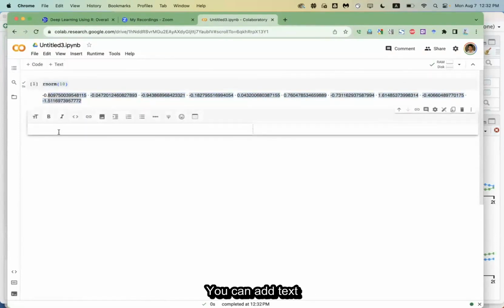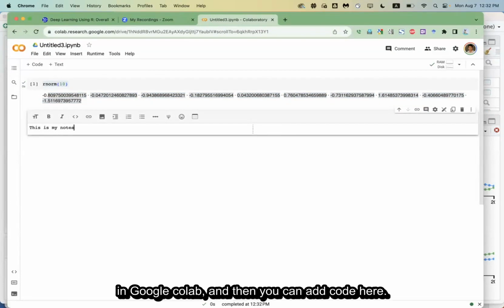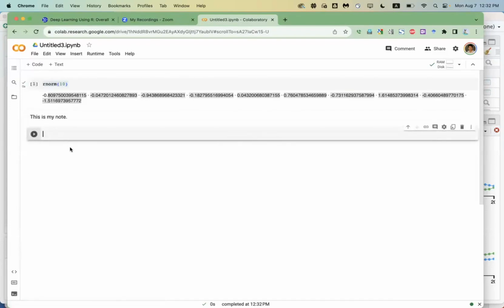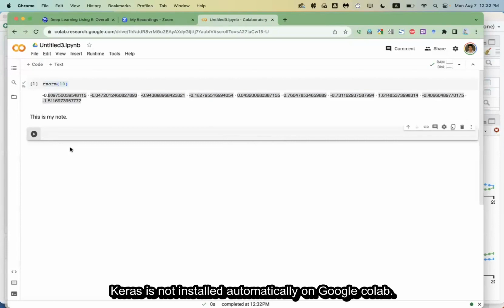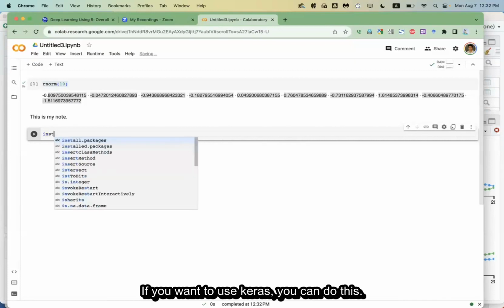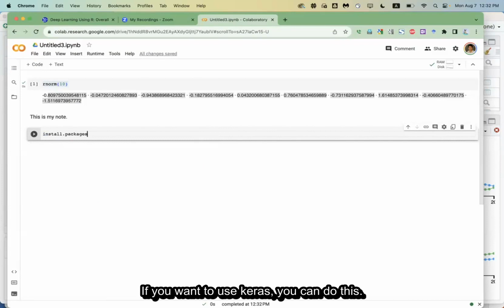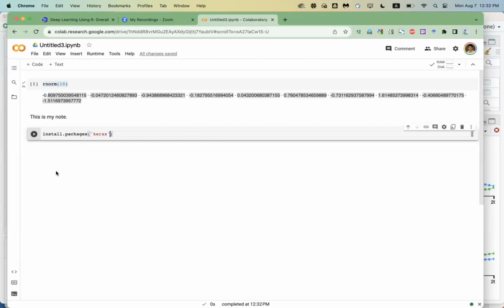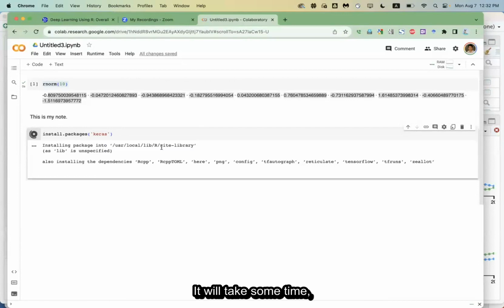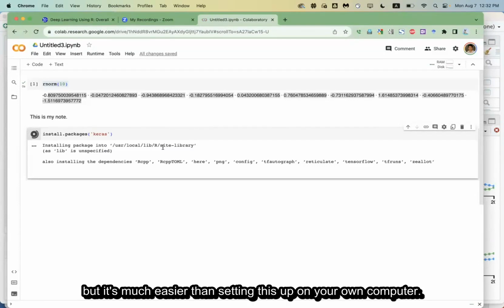You can add text in Google Colab, and then you can add code here. Keras is not installed automatically on Google Colab. If you want to install keras, you can do this: install.packages keras. And then it will install keras for you automatically. It will take some time, but it's much easier than setting this up on your own computer.